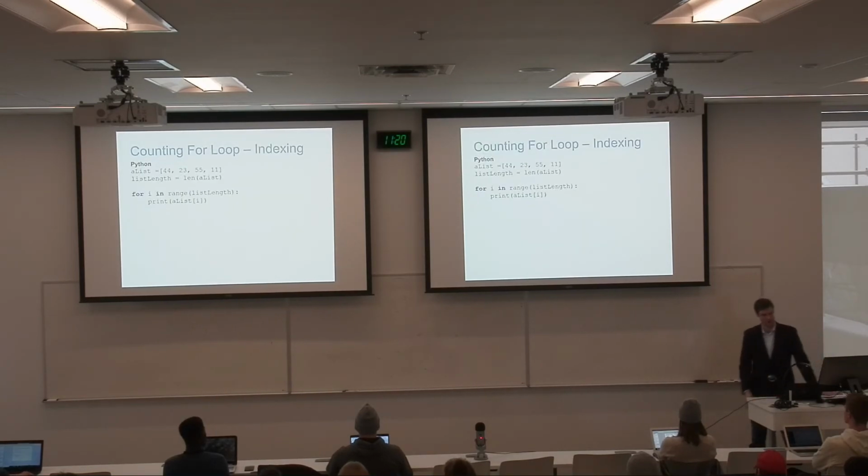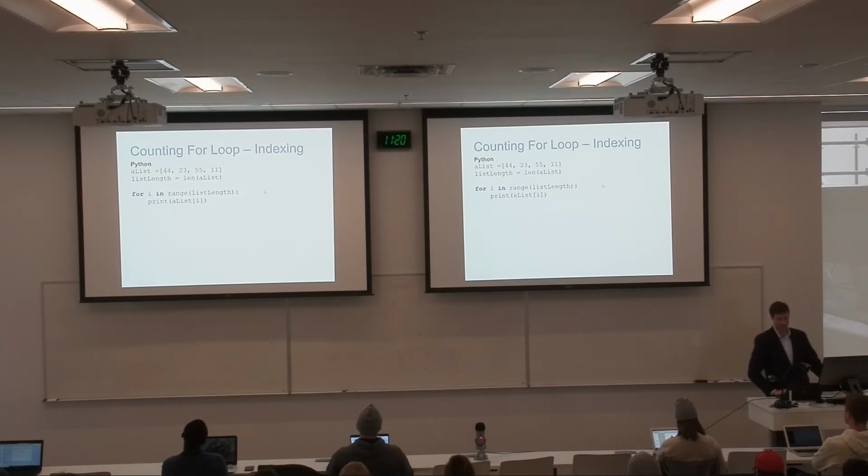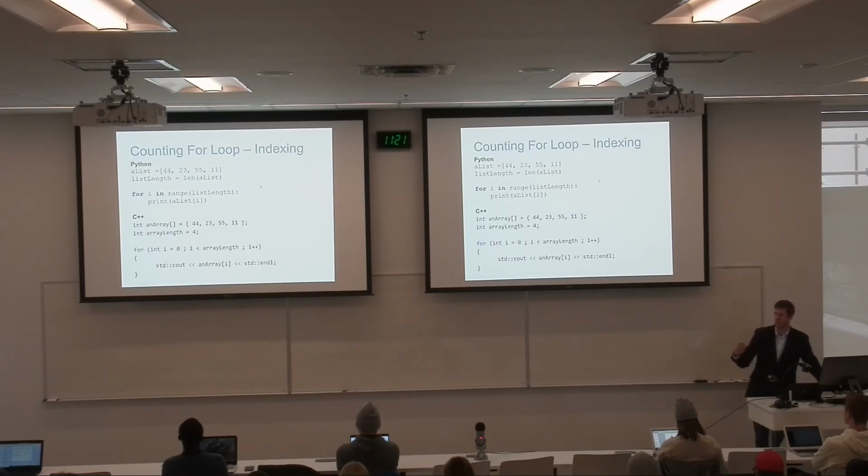If we had a counting for loop, like if I wanted to get the length of the list, the length of this list is 1, 2, 3, 4. So len of the list, what's that going to be? It's going to be 4. If I say range 4, that gives me 0, 1, 2, 3. So i would be 0, 1, 2, 3, and of course those are just the indices for that list. I would do it like this in C++.